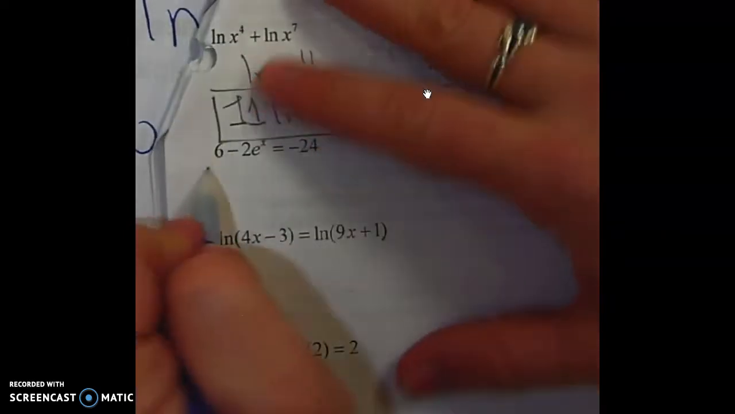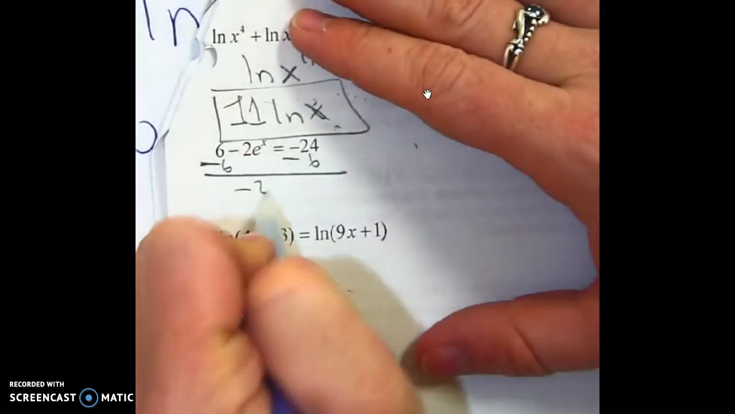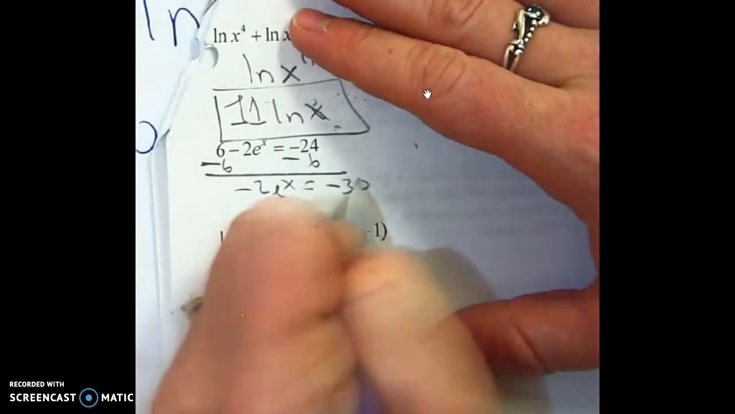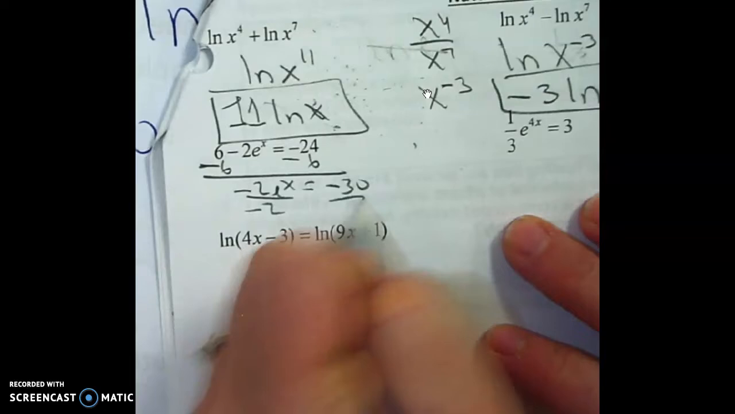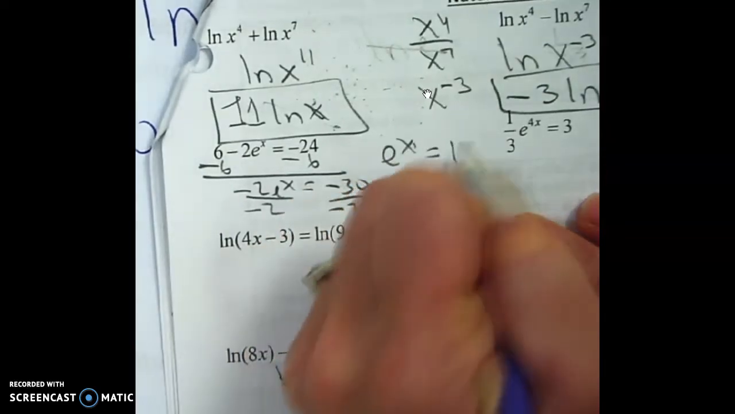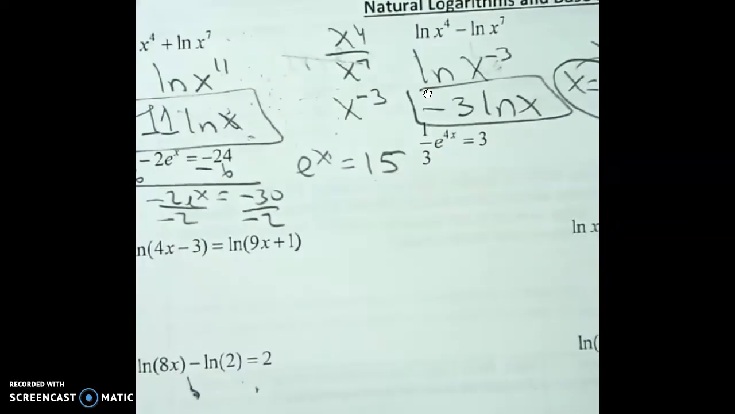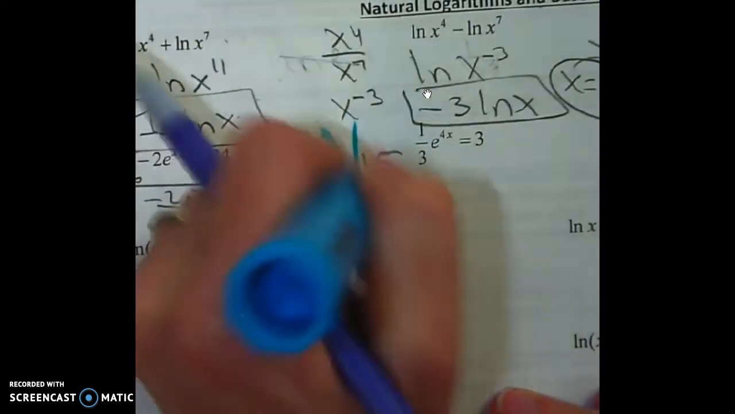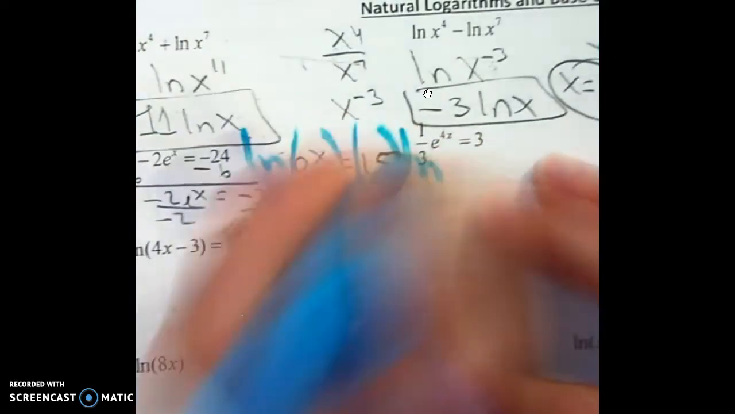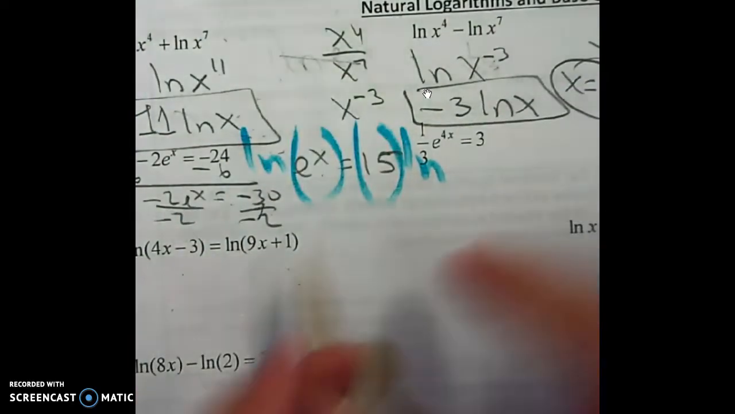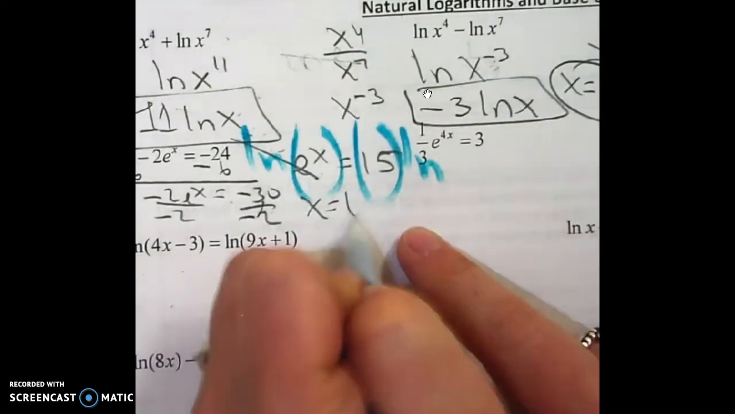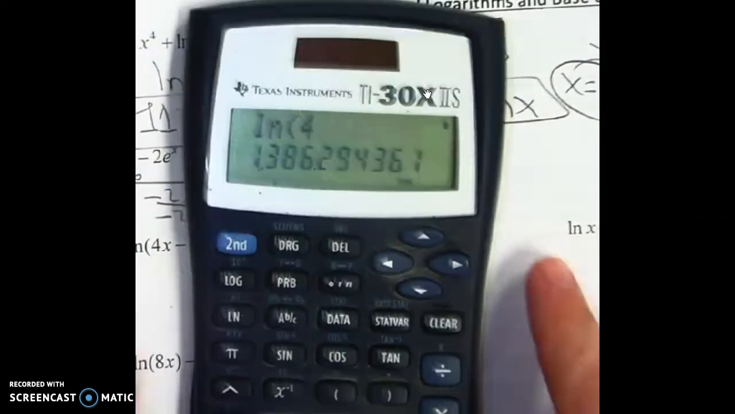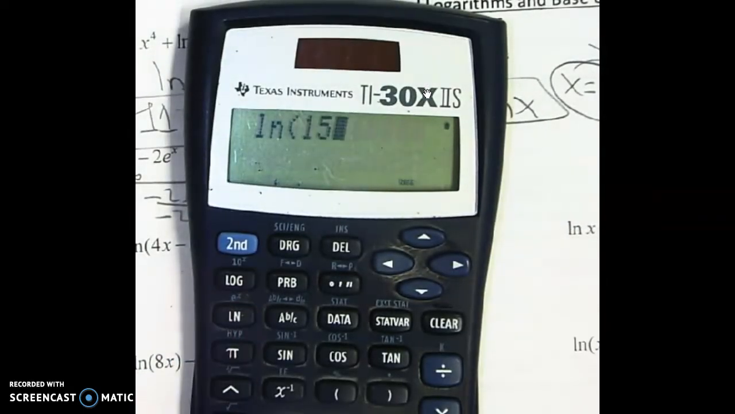I solve. What's the first thing I do? Subtract 6. Divide by negative 2, just like we've solved before. That's all I can do now. It's an exponential form. I can't find x, so I have to change it to log form. But it's in base E, so I'm not taking the log of both sides. I take the natural log of both sides. That cancels. X equals the natural log of 15. Pick up my calculator. 2.71.